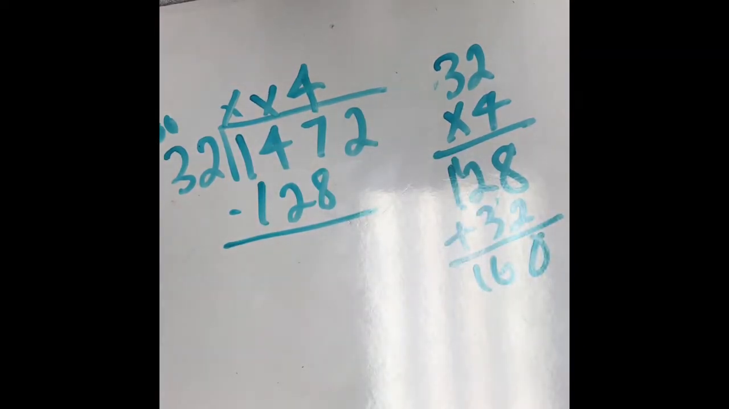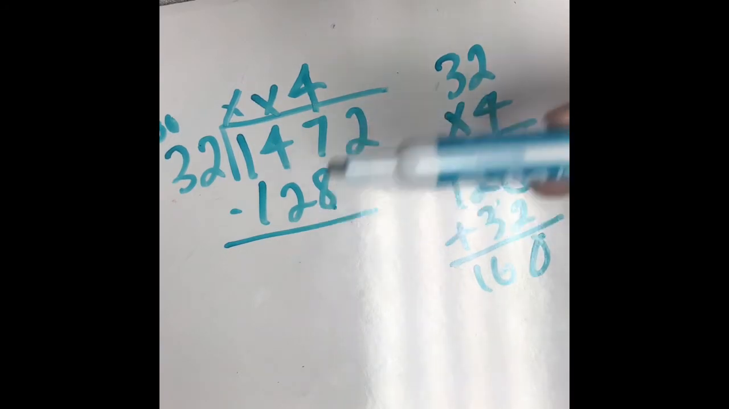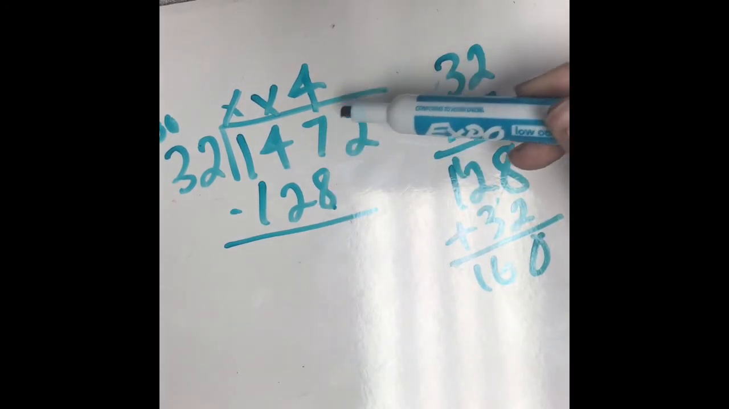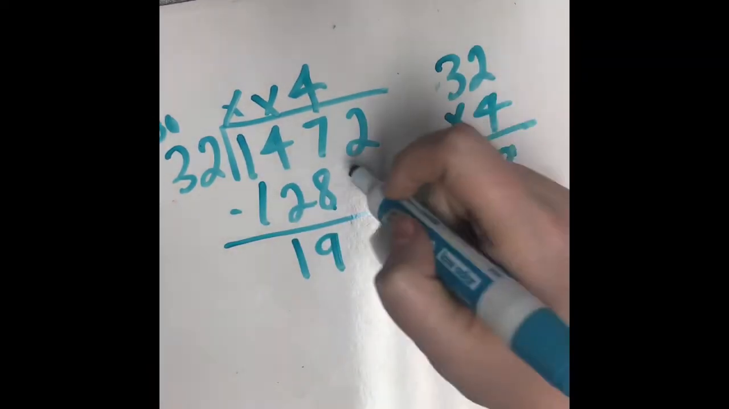We subtract. You could borrow or you could count up. I'm going to count up because 128 to 138 is 10. 148 would be 20, but it's 147, so it's 19 left over. If you borrowed, you still should have gotten 19.